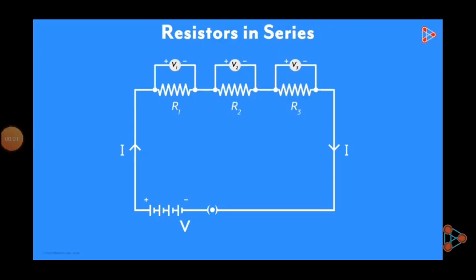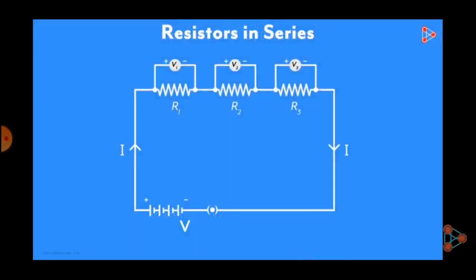We are going to see about the combination of resistors. The resistors can be combined in two ways. One is that the resistors can be connected in series. The other is that the resistors can be connected in parallel. First we are going to see about the resistors connected in series.